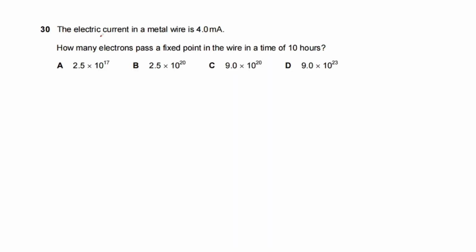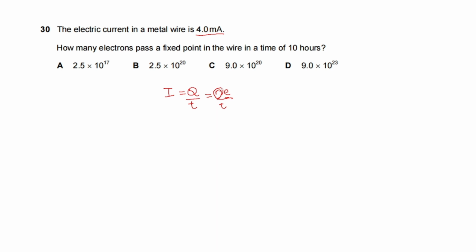Question number 30. The electric current in a metal wire is 4.0 milliampere. How many electrons pass a fixed point in the wire in a time of 10 hours? Okay, so the current is given. You know the current formula, that is Q over T. How many charges is flowing in unit time? And the charge has a formula like Ne. There is always a quantization of charges. So N is the number of electrons present and e is the charge of an electron, divided by T.